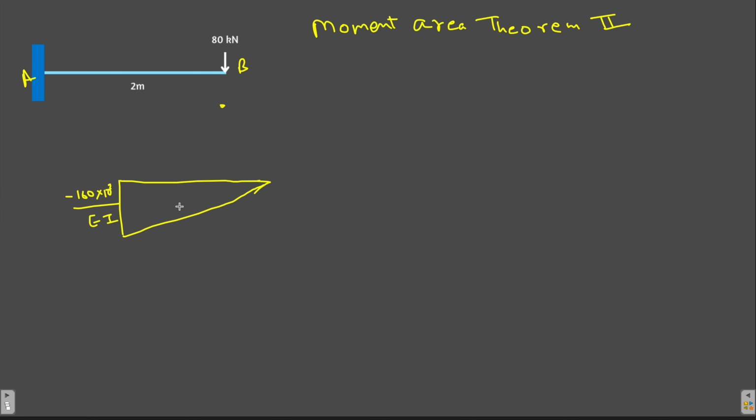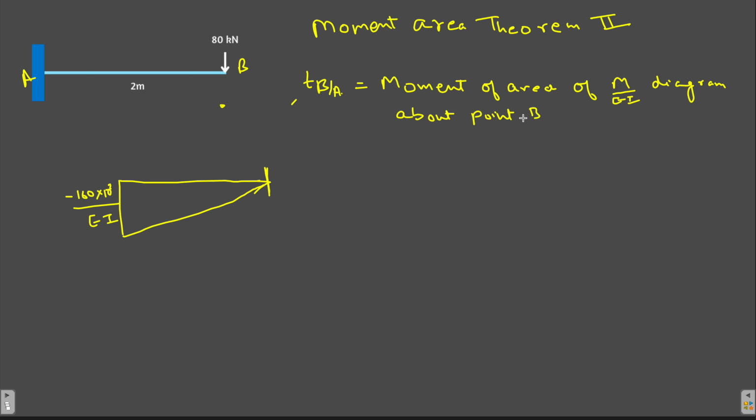Now we have to find the first moment of this area about point B. What does that mean? We will first find the area, find the centroid, and multiply the centroidal distance from point B with the area. So PBA, that means the deflection of point B with respect to the tangent drawn at point A, is equal to the moment of area of the M by EI diagram about point B. We have to find the moment about the point where we have to find the deflection.